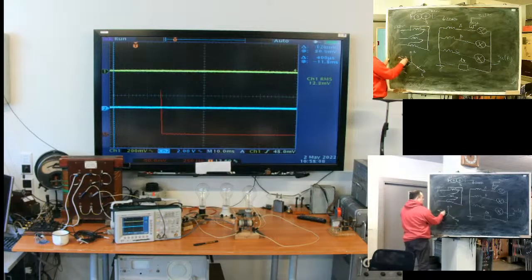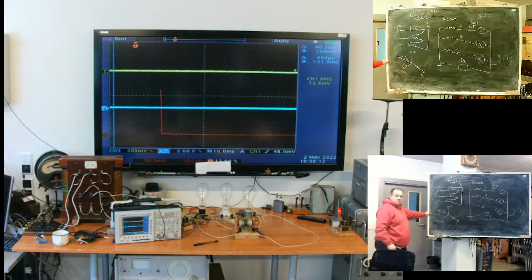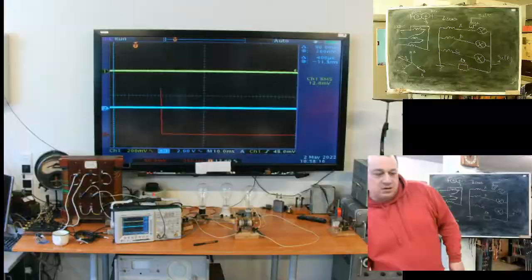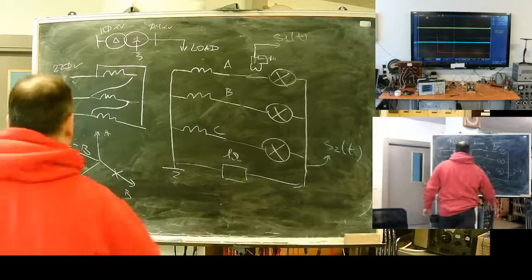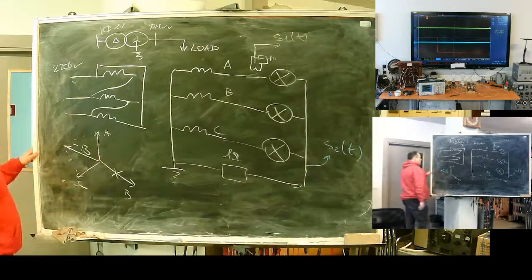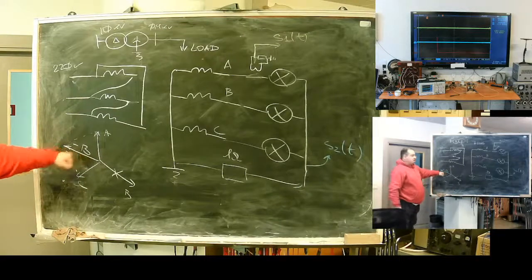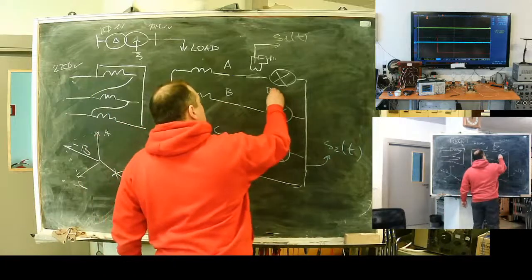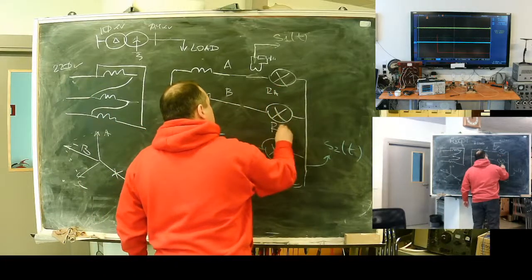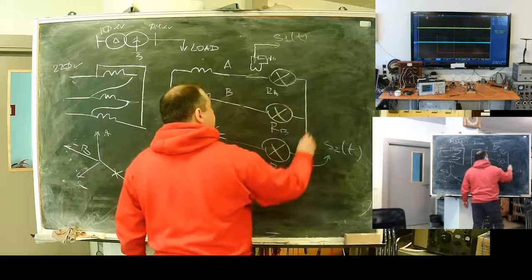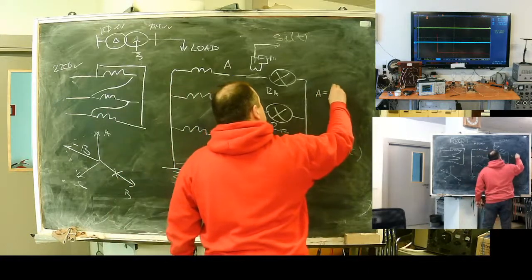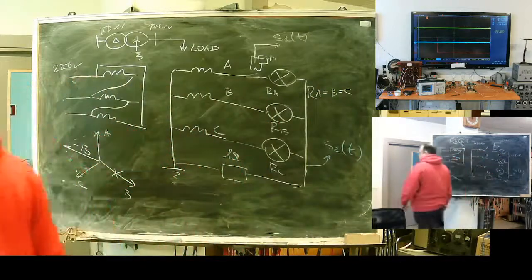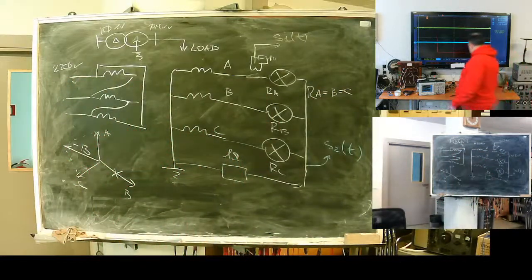Oh, I can say without any question that the sum of A and C equals minus B, when all loads are equal, A equals B equals C. Let's check.